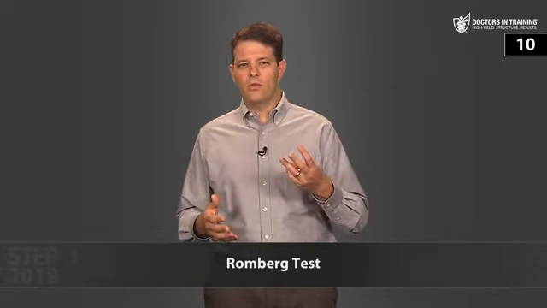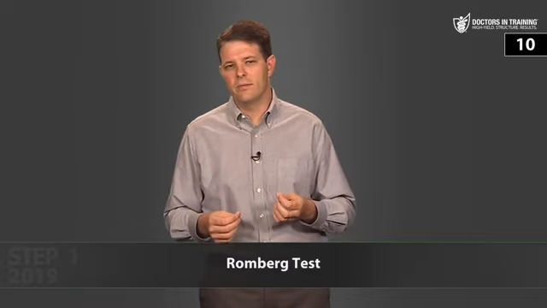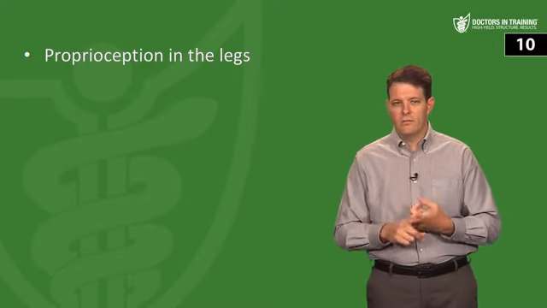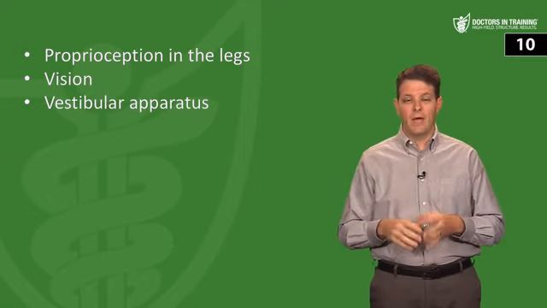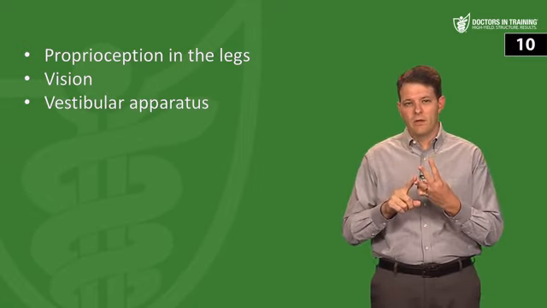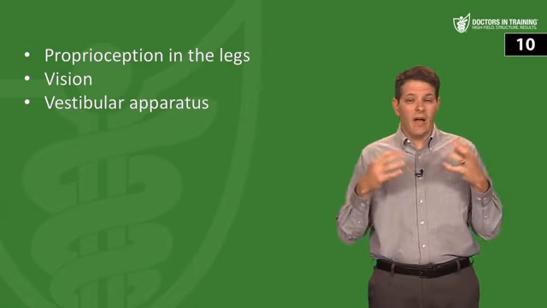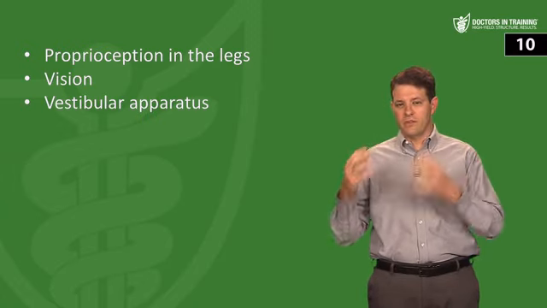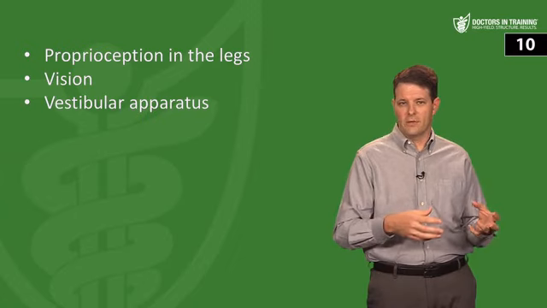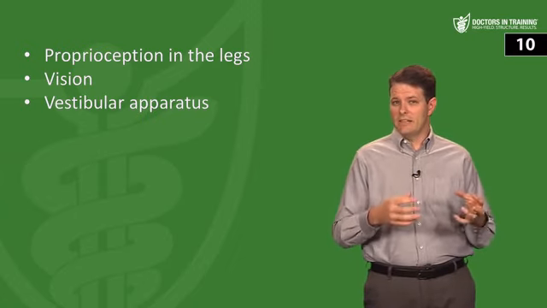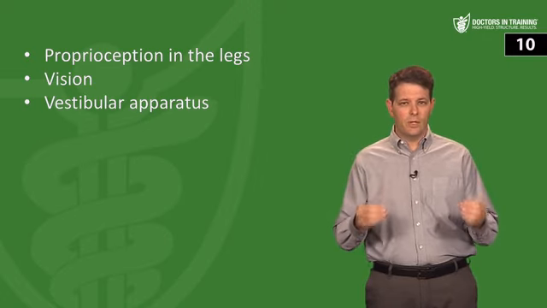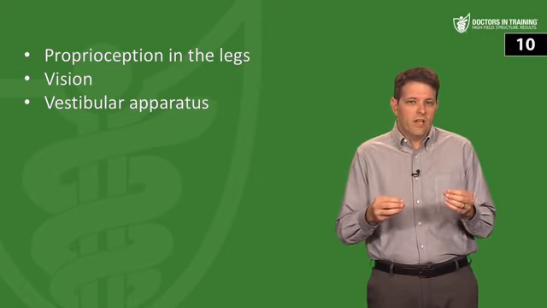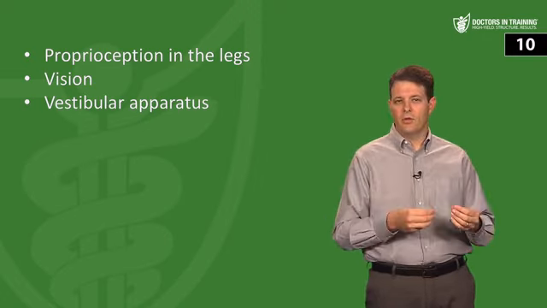Well, there are three sources of information that help you maintain your balance: proprioception in the legs, vision, which helps you tell if you start to lean one way or the other, and the vestibular apparatus. So if the patient can't stand even with her eyes open, you know there's something wrong with either their vestibular apparatus or the proprioception. But assuming she can stand with her eyes open, you have her close her eyes, and that's going to eliminate the visual input. Now she's just left with proprioceptive input and vestibular input.